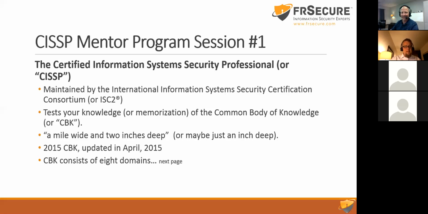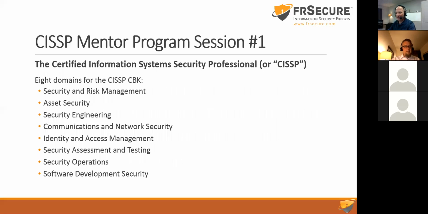So the CBK consists of 8 domains. Here are the 8 domains: security and risk management, domain 1. For those of you who have read ahead in the book, that's chapter 2. Asset security, security engineering, communications and network security, identity and access management. That's a huge one. Identity and access management is a struggle for everybody, including the company that I'm working with in Rochester this week. Security assessment and testing, security operations, software development security. So we're going to kind of go through in that order.